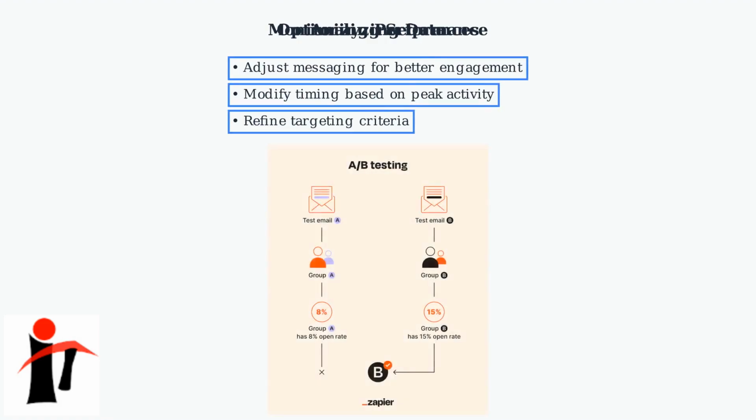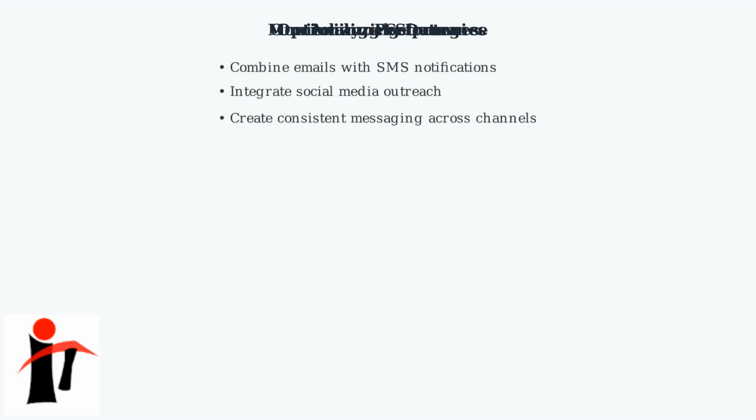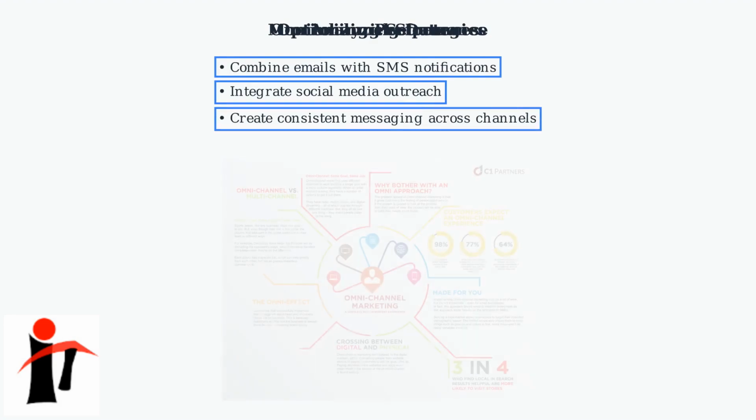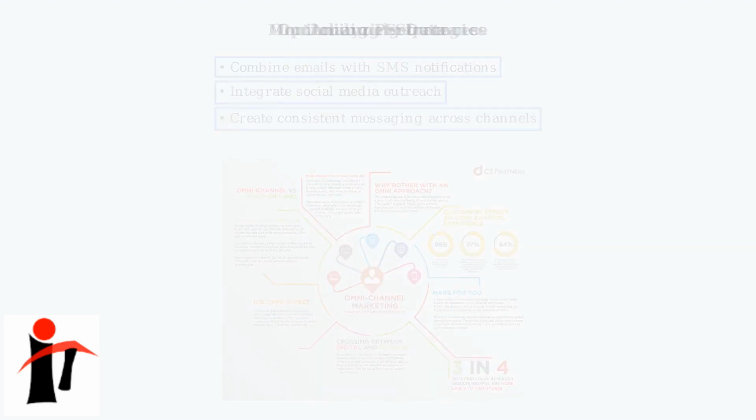Adjust messaging to be more compelling, change timing to reach prospects when they are most active, and refine targeting to focus on the most promising leads. Incorporate omni-channel strategies to enhance engagement. Blend emails with SMS and social media messages to reach prospects through multiple channels, creating a more cohesive and effective nurturing process.